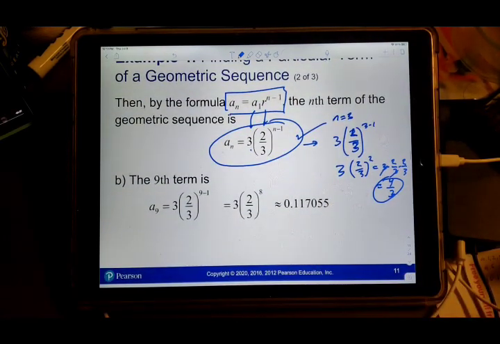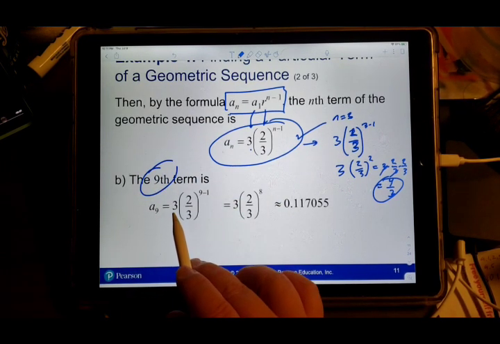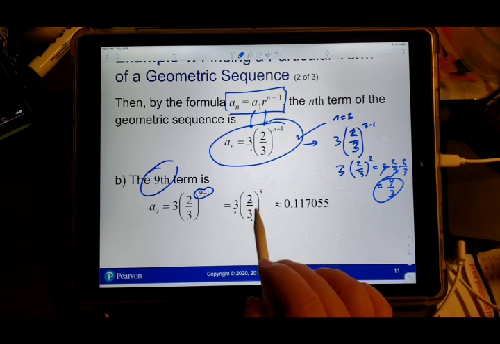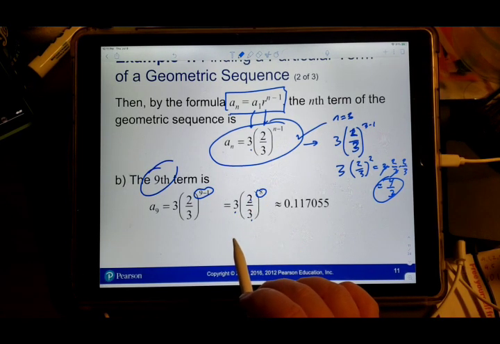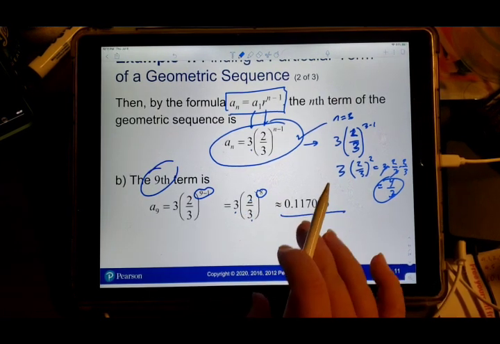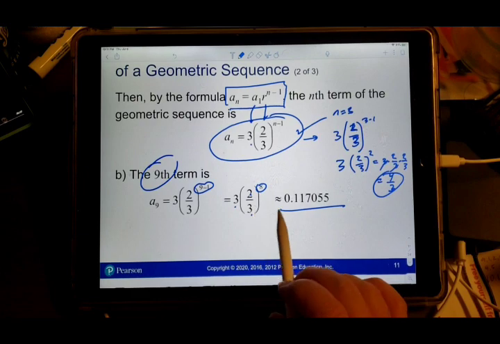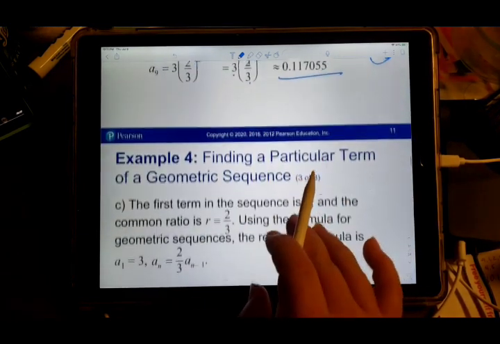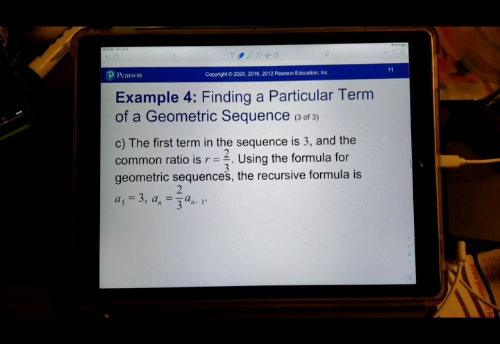So, what's the 9th term? Well, it's 3 times 2/3 to the 9 minus 1, or 3 times 2/3 to the 8. They didn't bother writing it as a fraction, just kind of calculated it. But 3 times 2/3 to the 8 would be the 9th term of that sequence, the ninth number in the list.